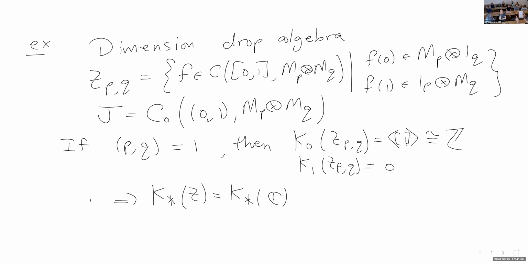So in fact, something really strong is true. These algebras are projectionless. The only non-trivial projection is the unit. That's true if P and Q are co-prime. So any star homomorphism from Z_{P,Q} to Z_{P',Q'} is automatically unital, and that follows because it's projectionless. There's no other thing that the unit can be sent to. So any non-zero star homomorphism has to be automatically unital.